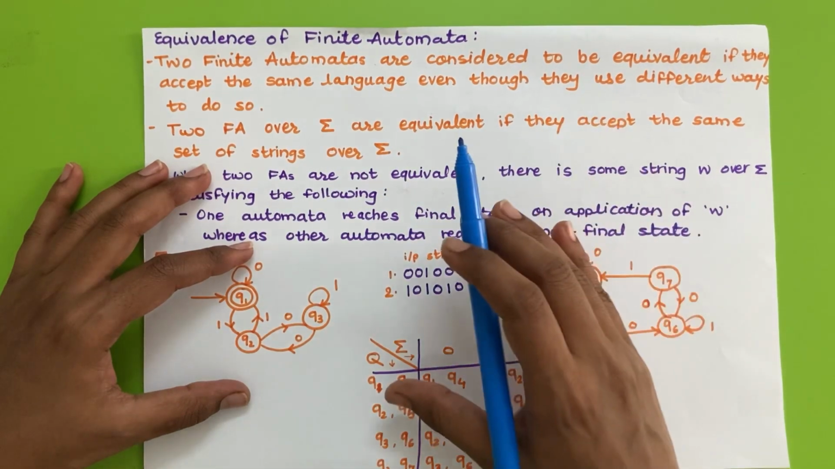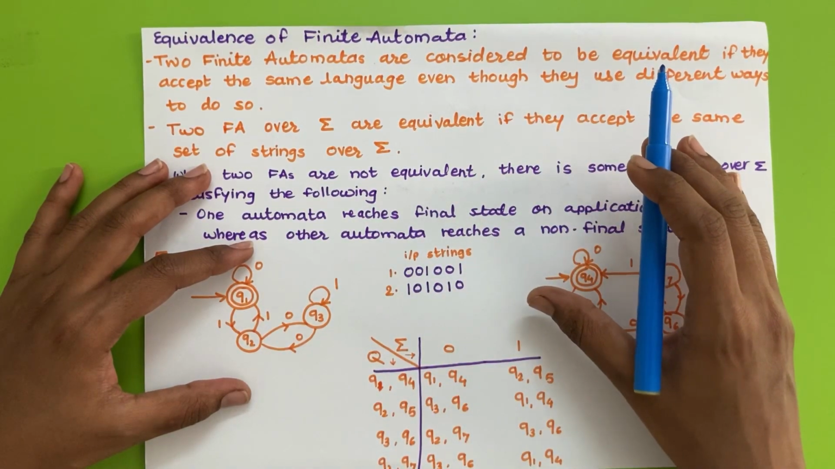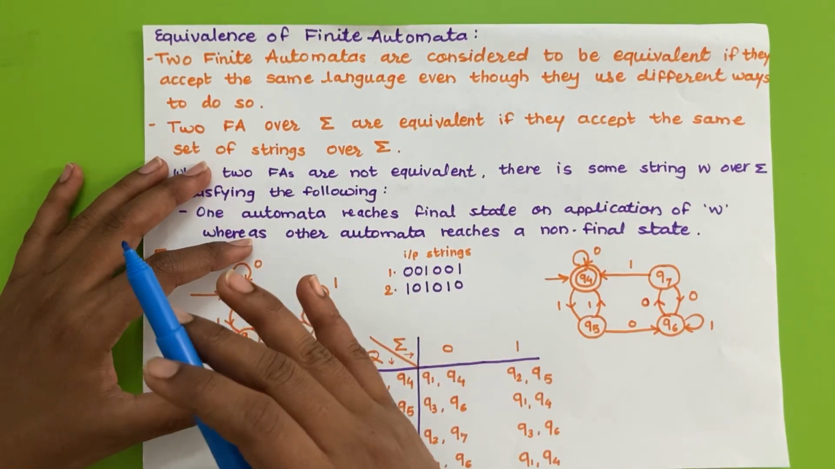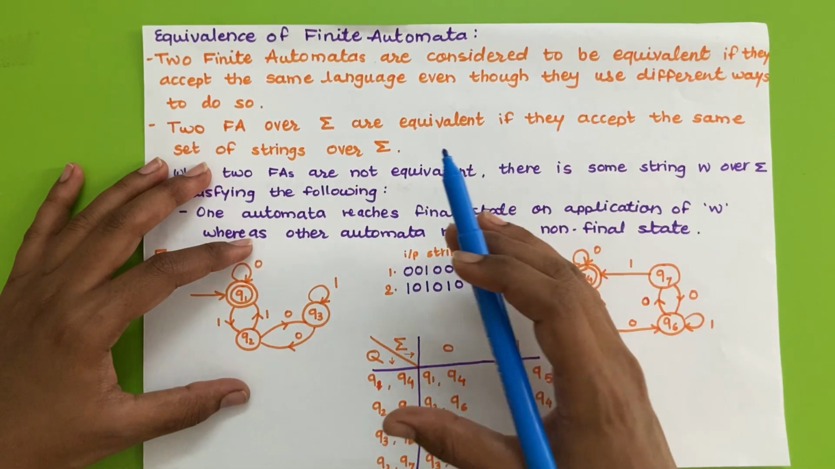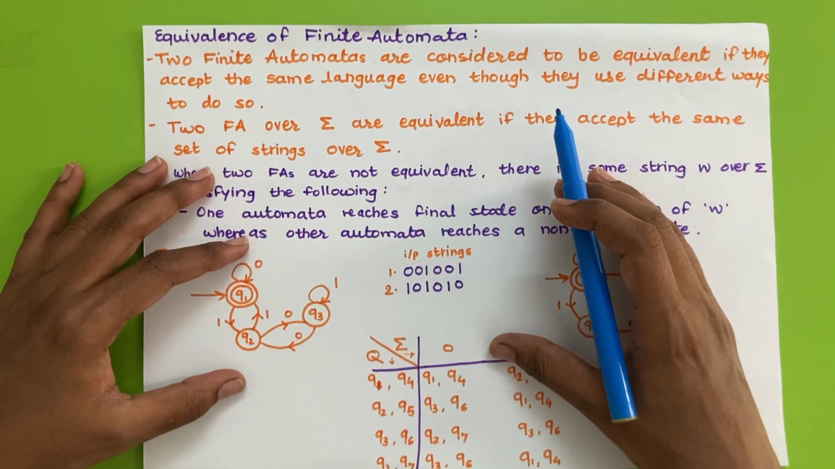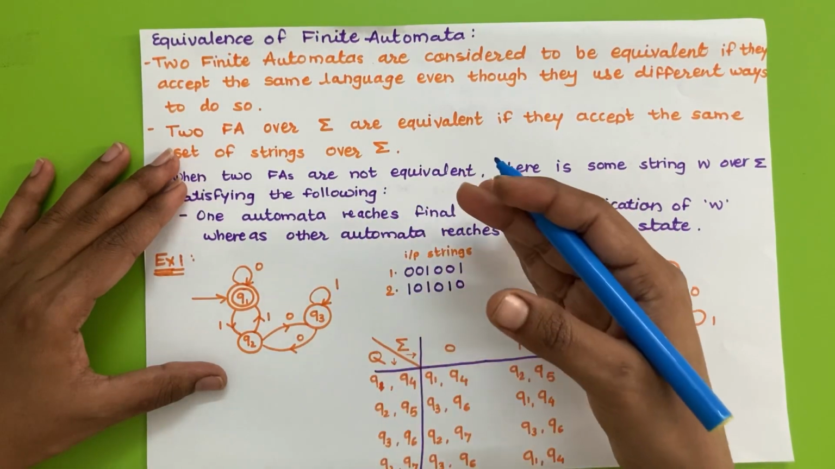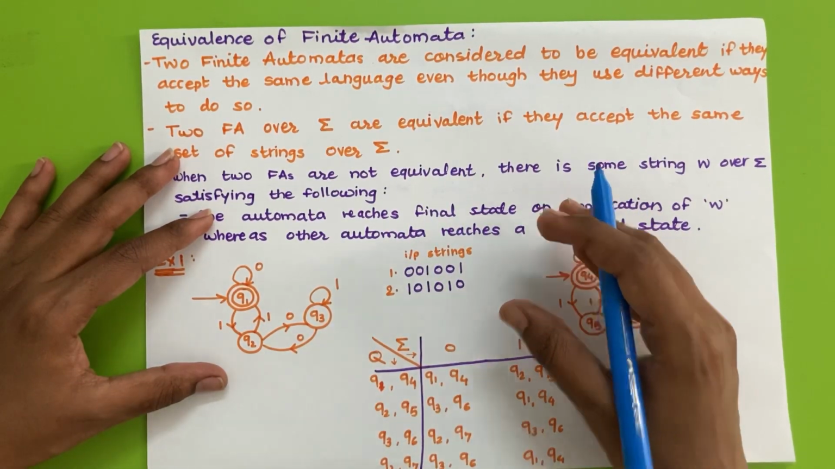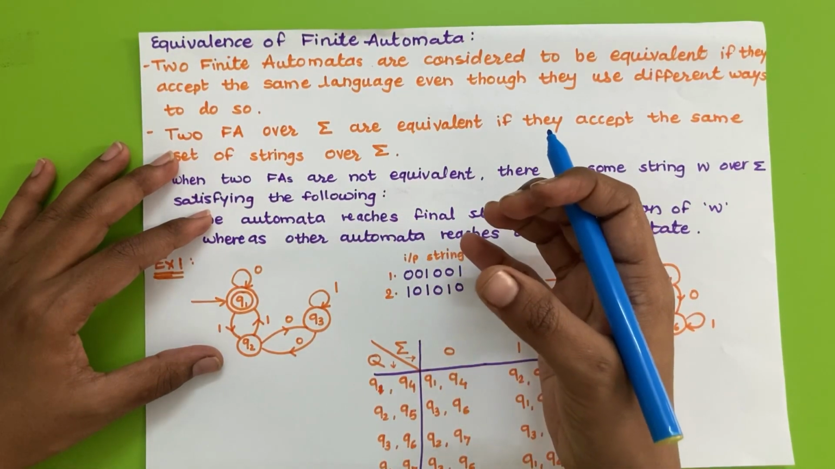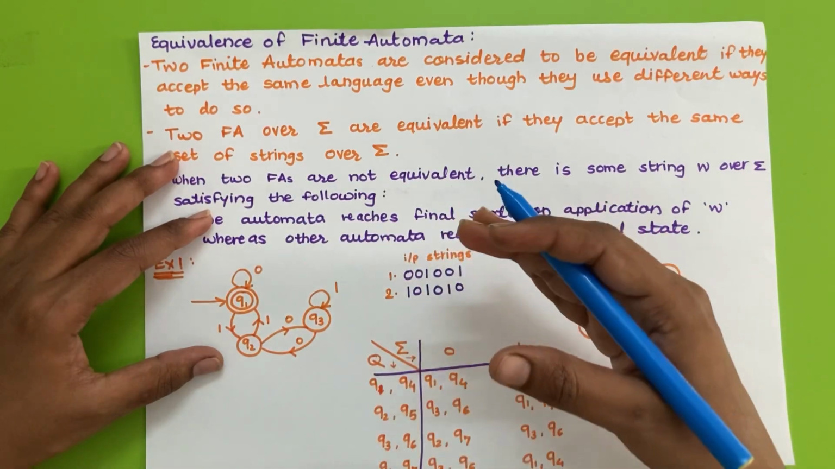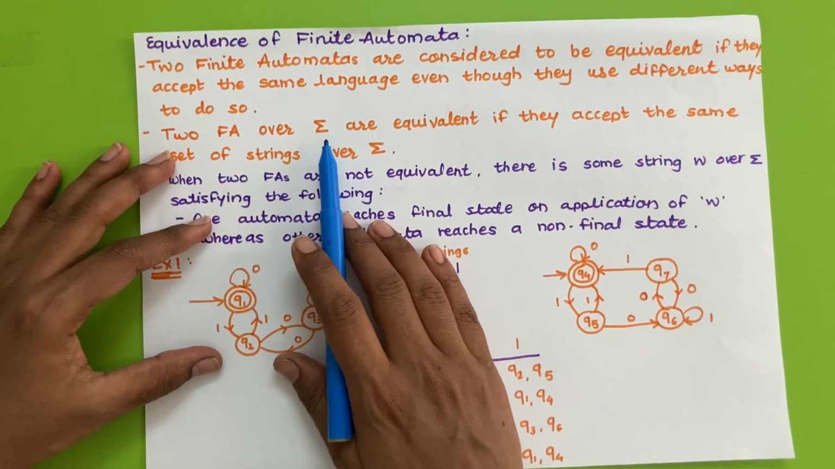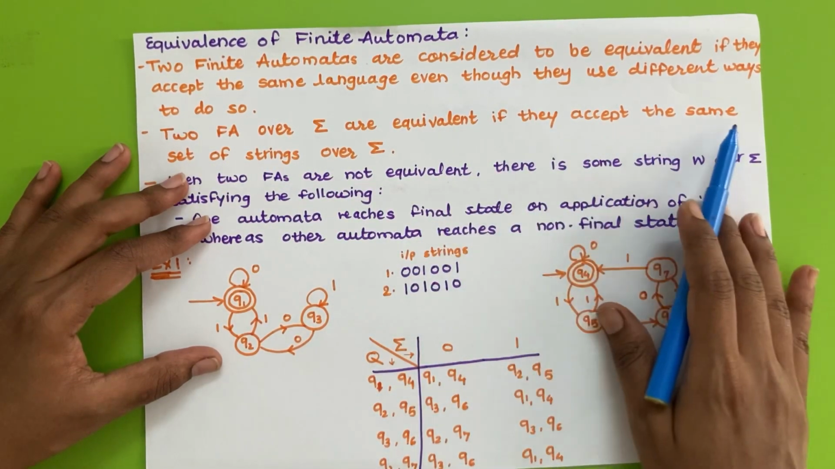For a single language we can draw multiple finite automatas that are equivalent. Means for a single language we can have different transition diagrams. These are finite automatas accepting the same set of strings. The way of representation of transitions as well as states are different, that's why these are two different finite automatas, but their motto is similar, that is they accept the same set of strings. So two finite automata over sigma are equivalent if they accept the same set of strings over sigma.